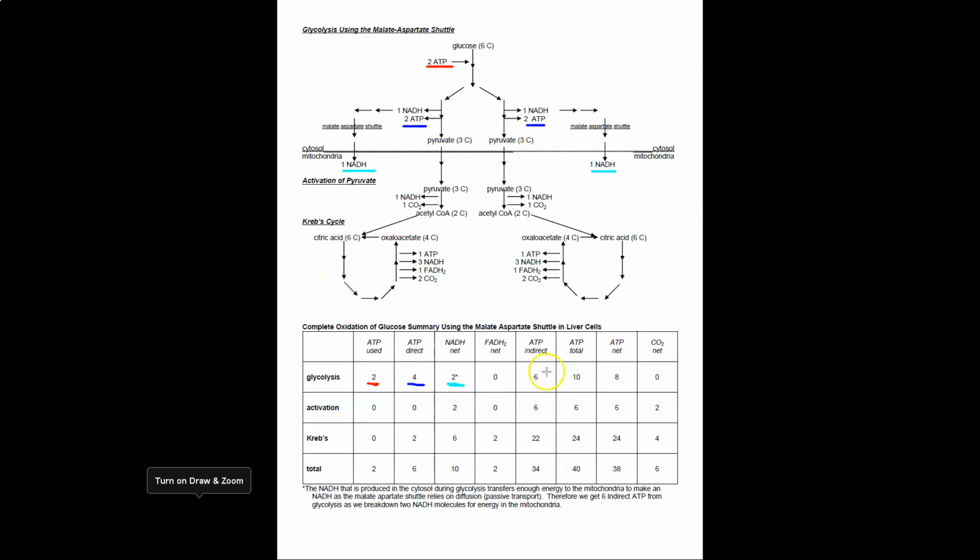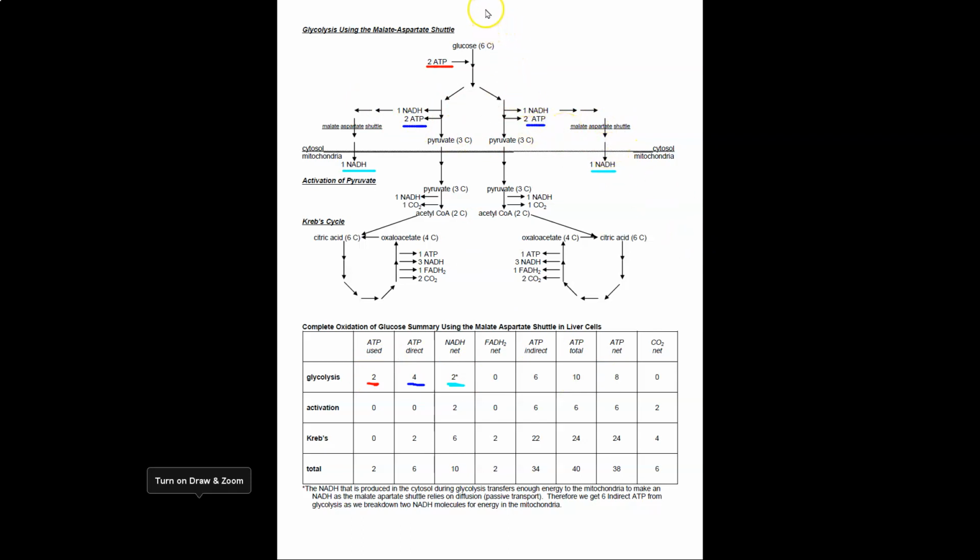Okay. So I've counted for the ATP here, I believe. So how do I get these numbers? Well, for the NADH net, that's 2 times 3 is 6. 0 FADH2. So my indirect ATP is 6. My ATP total is 4 plus 6. That's 10. My ATP net is 10 minus 2. That's 8. Notice there's no CO2 at this top part, so I don't have to worry about CO2.